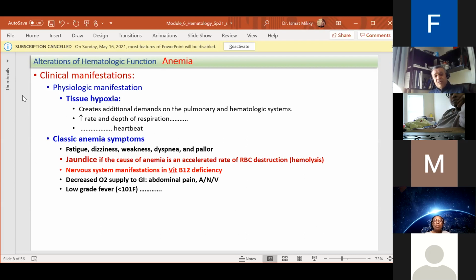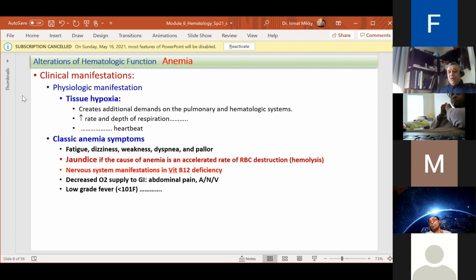Certain types of anemia could result in nervous system manifestations, like tingling sensations or numbness, weakness, and especially peripheral weakness, like vitamin B12 deficiency, which is called pernicious anemia, or megaloblastic anemia, which is vitamin B12 deficiency.